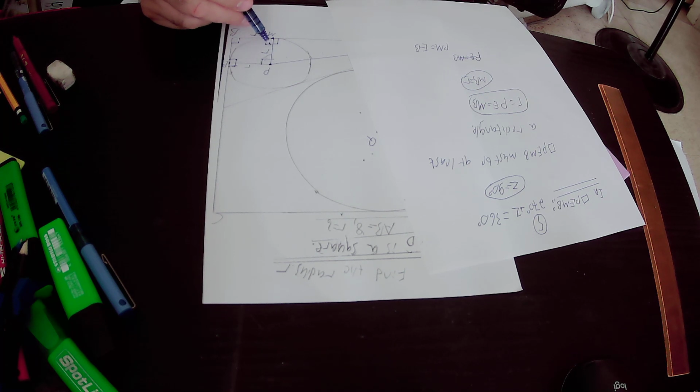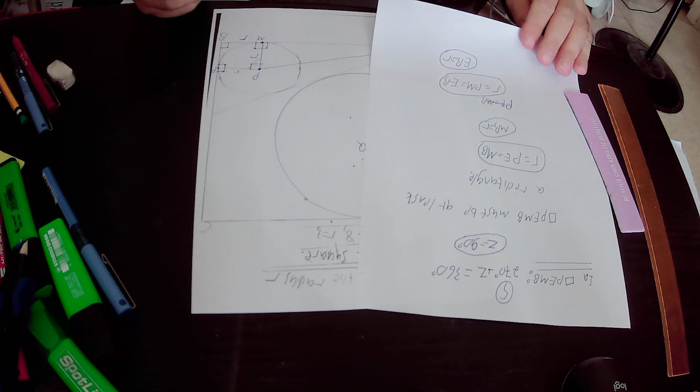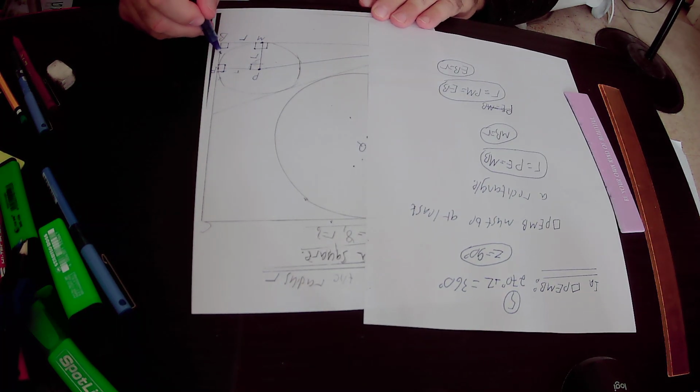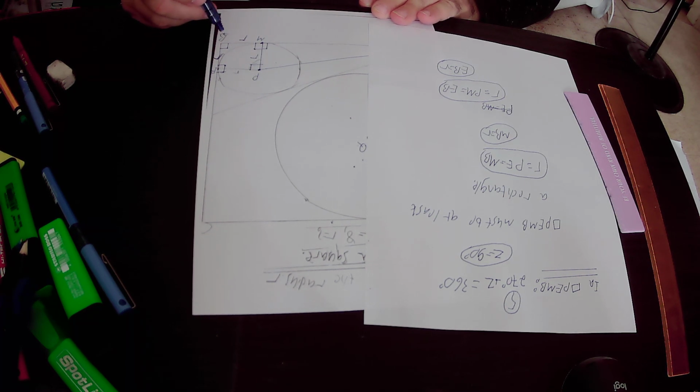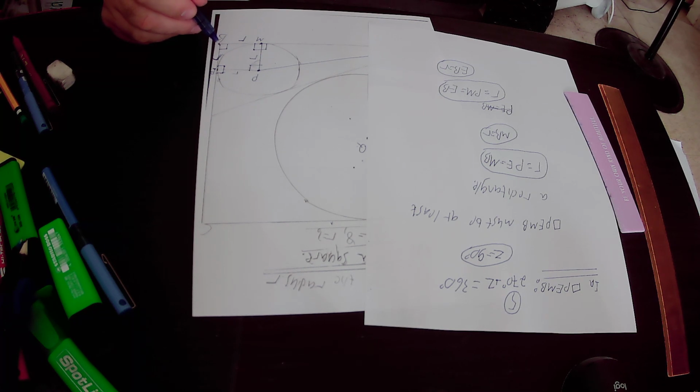But we know that PM equals R, and from this equality, we will conclude that EB also equals R. So actually, we found out that quadrilateral PEMB has four equal sides. Therefore, it is not just a rectangle but a square. Okay?